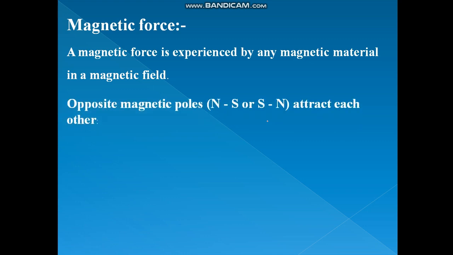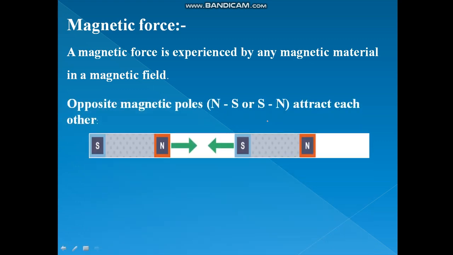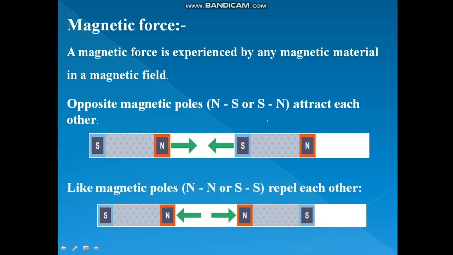You all know opposite magnetic poles attract each other. As you can see, these two magnets, north and south, are facing each other. So there will be a force of attraction between the two. And like poles repel each other. Here you can see two north poles facing each other. So there is a force of repulsion.